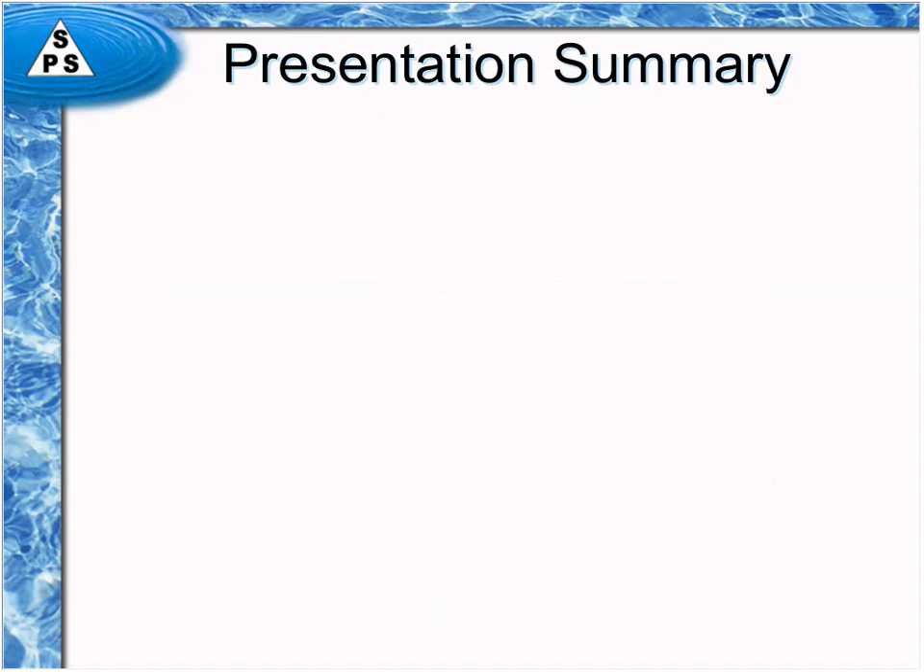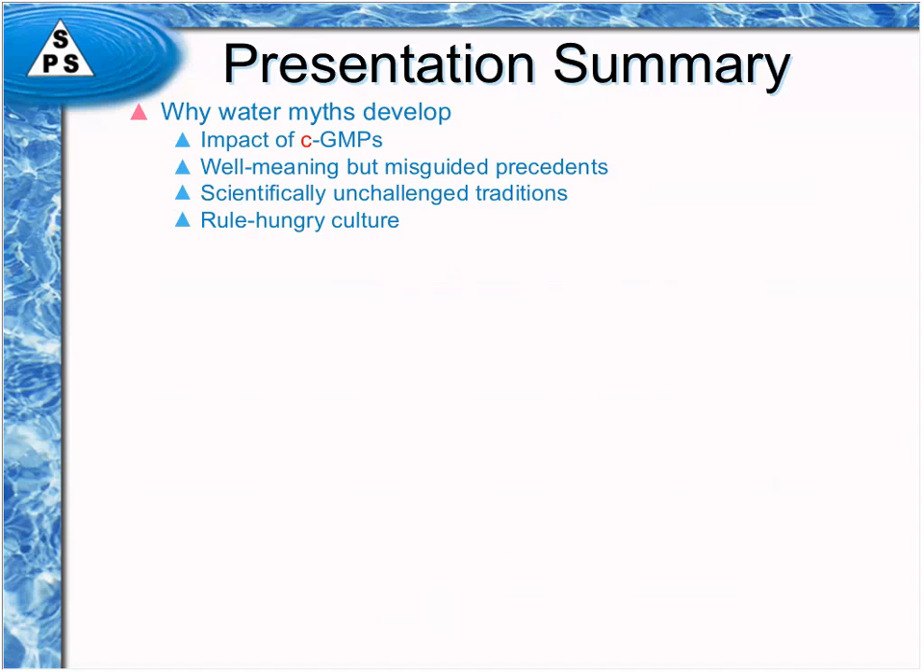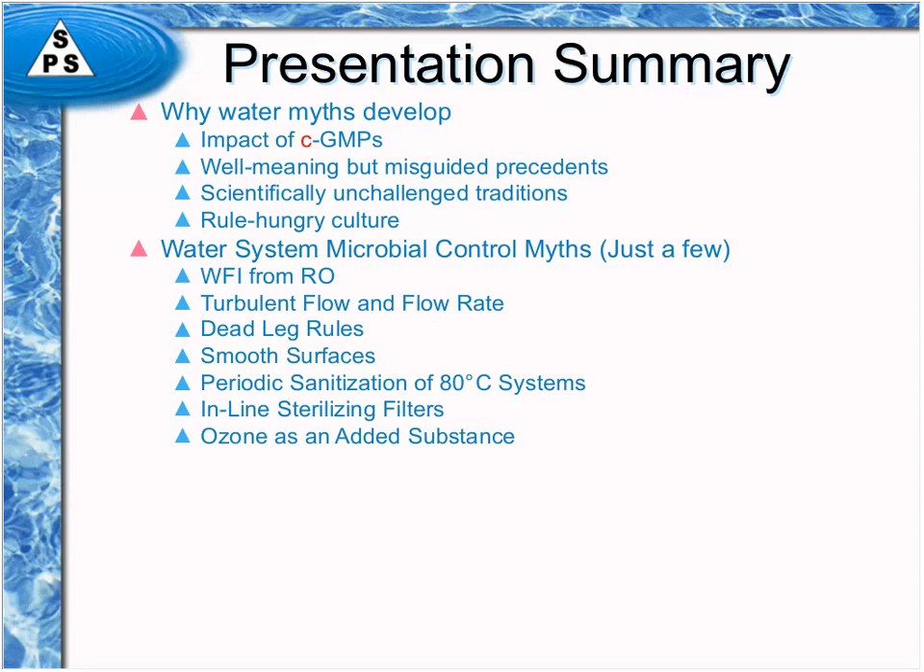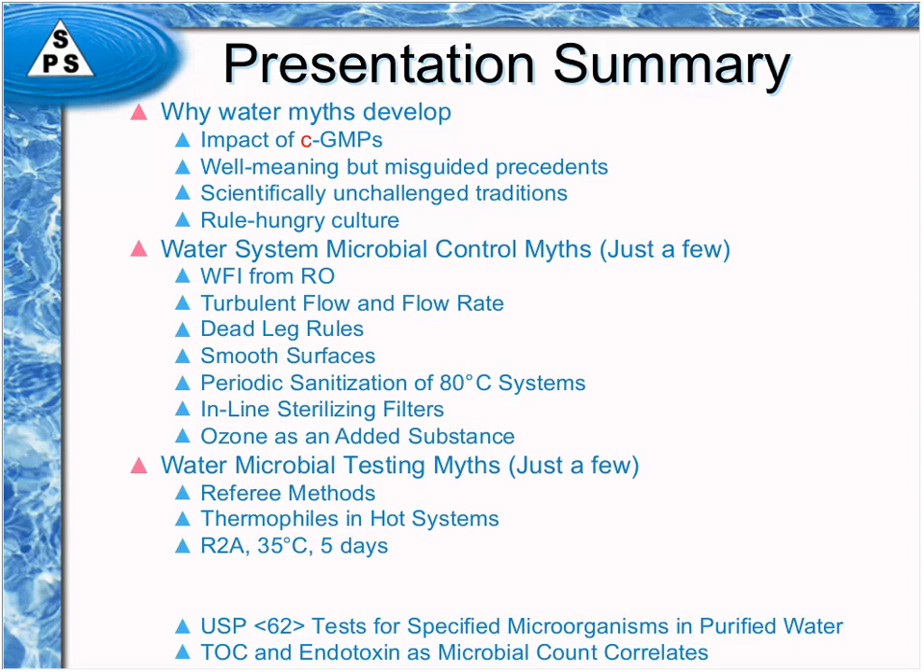So let's get into what we're going to talk about. We're going to first talk about why water myths develop in the first place. We're going to talk about CGMPs and the impact of precedents and traditions, and the fact that in our industry we are very hungry to have rules to operate by. Then we're going to get into a few of the microbial control myths that exist relative to water systems. There's the list of them right there. We'll go into detail on them later. Then we're going to go into a few of the testing myths that exist, and those are the list of those testing myths that we have.